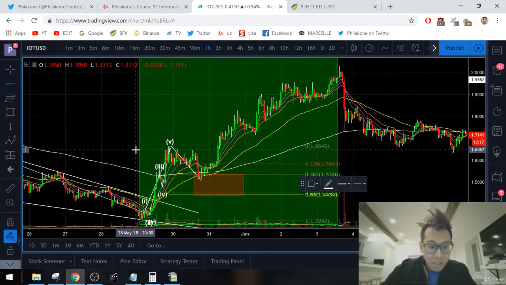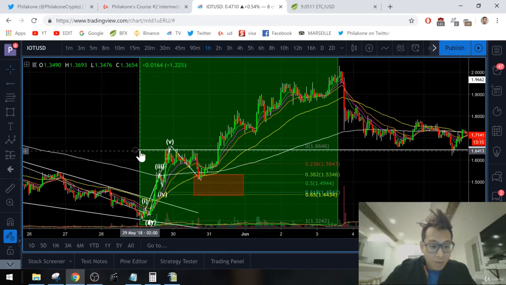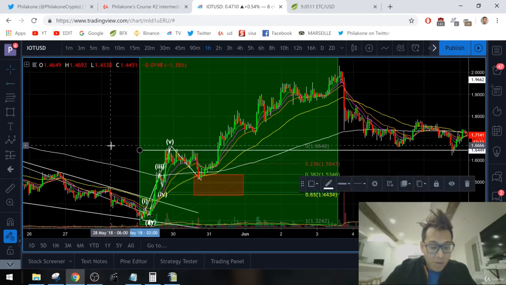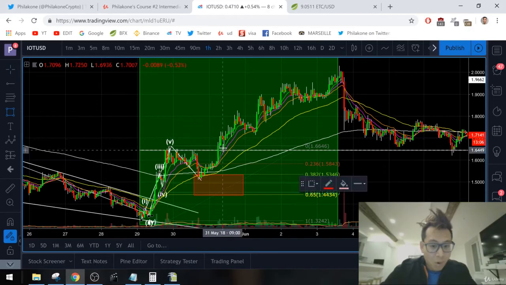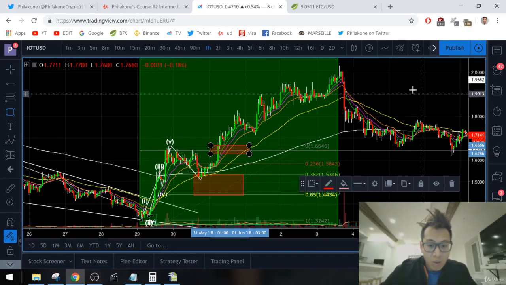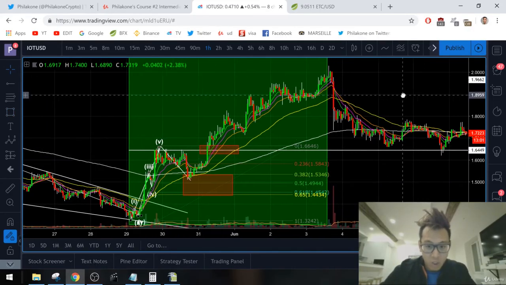And then the next thing that we do is we identify the resistance for the first wave, okay? The first wave going upwards, just like that. And then we will buy more on the breakout right over here as well. Make sense? Definitely, it should make sense.